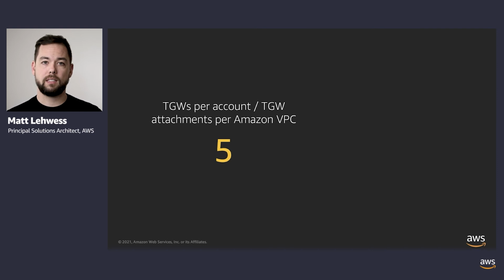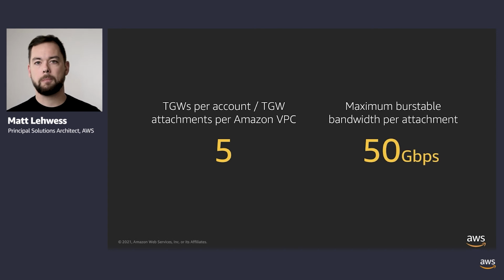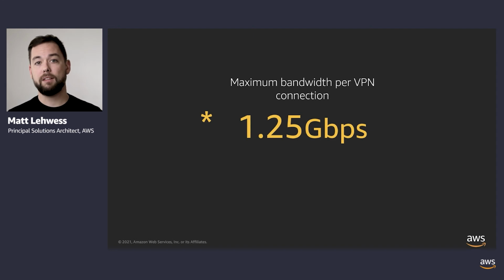You can have 5 TGWs per account and 5 TGWs per Amazon VPC. And you can do up to 50 gigabits per second per availability zone, and that's burstable bandwidth. Basically, a TGW has an attachment in each availability zone that you configure the attachment to, and you can do 50 gigabits per second per availability zone. Pretty awesome. Our VPN is capped at 1.25 gigabits per second.